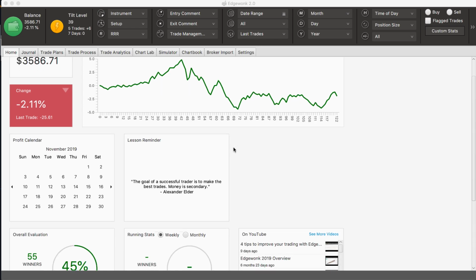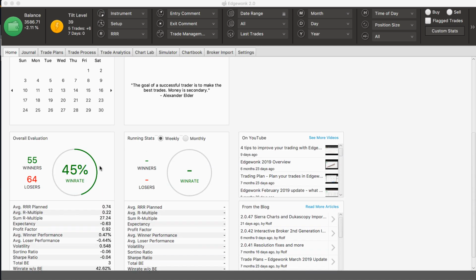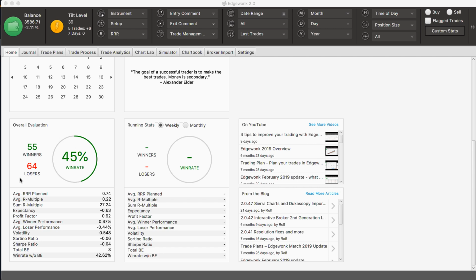So usually what I like to do is go down here and look at the overall evaluations to just get a first idea of where the trader is right now. It's a 45% win rate, which is not too bad. There are many systems that can be traded very profitably. We have seen it in the past with a 45% win rate, so this is not a big issue.